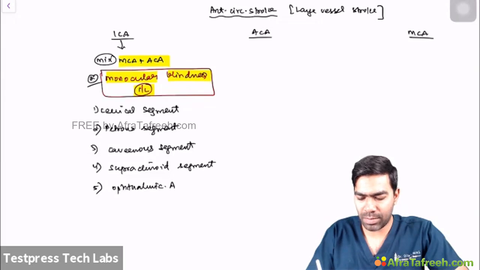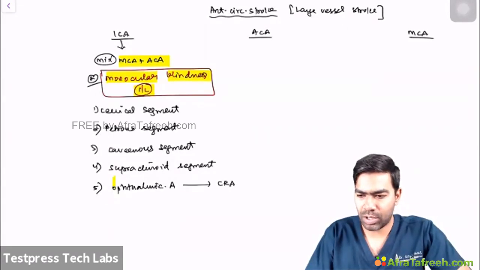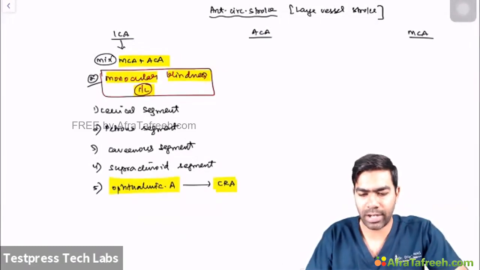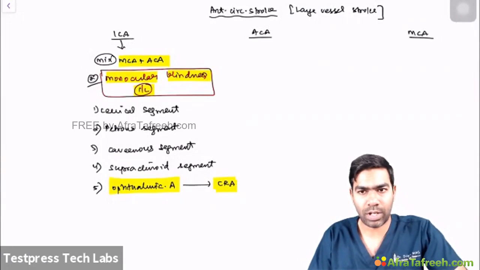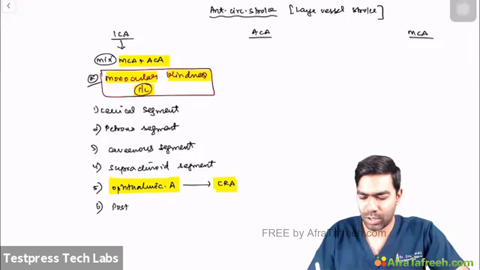that comes directly from the ICA, and the ophthalmic artery is the one that gives rise to the central retinal artery. And this is our artery of concern because in ICA territory stroke, the ophthalmic artery involvement is the one that is going to cause this kind of blindness, that is amaurosis fugax, whatever you talk about, producing a central retinal artery occlusion kind of picture. And finally, it gives rise to something called a posterior communicating artery.